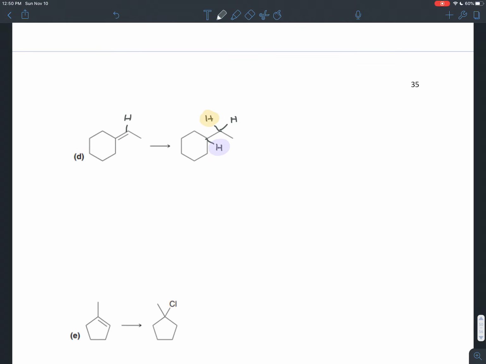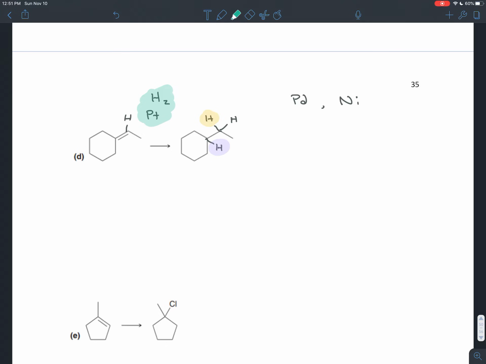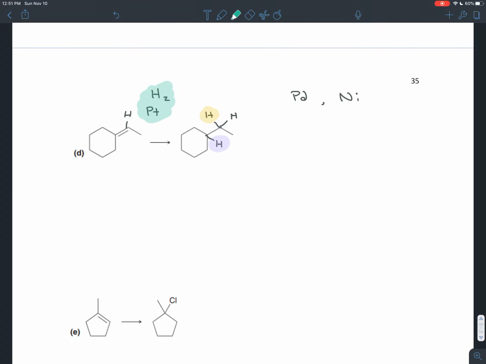Well, that's hydrogenation. So you'd add H2 gas and platinum, palladium, or nickel. You only have to choose one. I'm going to choose platinum here, but you could just as well choose palladium or nickel. Either of those would work. And that is the recipe that would make this transformation happen. Turns the alkene into an alkane.